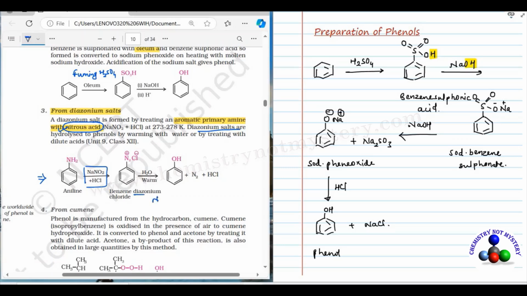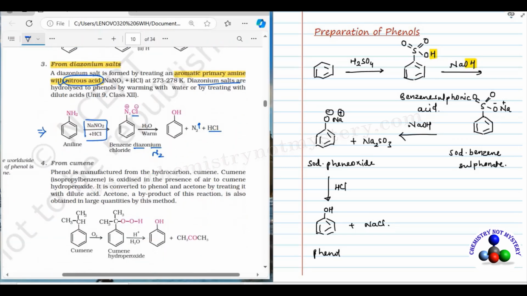Diazo means two nitrogens, and this nitrogen carries positive charge. That's why 'ium' is added after diazo. So this is benzene diazonium. To balance this positive charge, Cl negative ions are present there. So that's why the name of this molecule is benzene diazonium chloride. When it undergoes hydrolysis, it forms phenol. N2 is a good leaving group because it can leave the molecule in the form of N2 gas, and Cl is removed in the form of HCl. That's how phenols are produced by using diazonium salt.